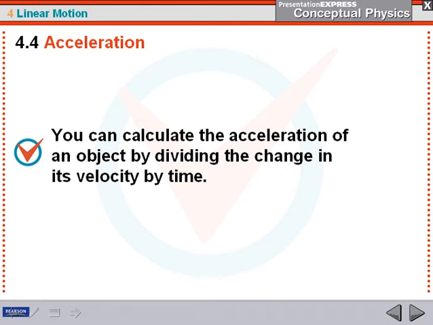Welcome to the Chapter 4, Section 4 podcast on acceleration. The main idea with this section is about how to calculate acceleration. You can calculate the acceleration of an object by dividing the change in its velocity by the time.